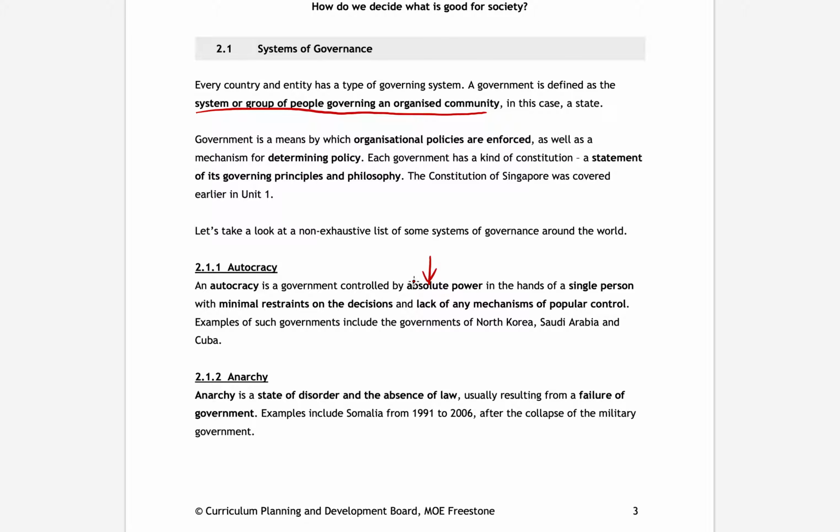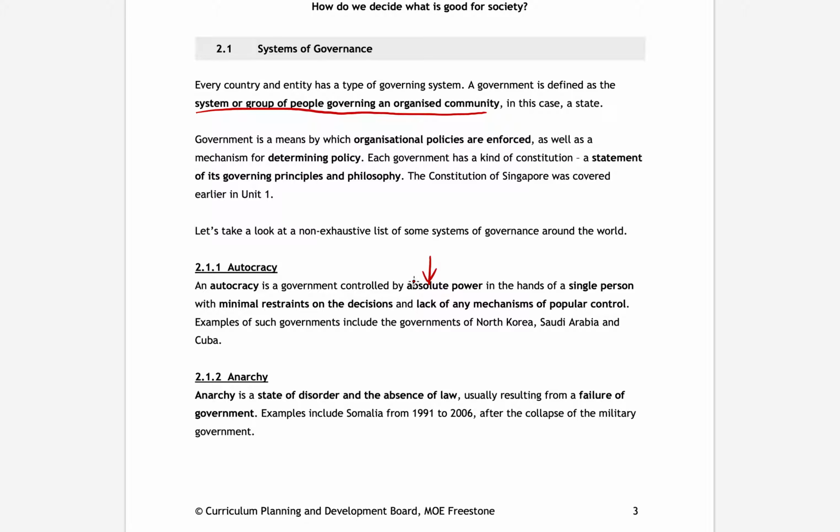Okay, so some examples, non-exhaustive of course, include the governments of North Korea, Cuba, Saudi Arabia, or former governments of Saudi Arabia and Cuba, who are known to be very autocratic in nature. Now, remember that this is a concept that you may not be very familiar with, but you should know that governments come on all sorts of spectrums. Nothing is 100% autocracy, nothing is 100% democracy. It's all on a spectrum somewhere between autocracy and absolute freedom.